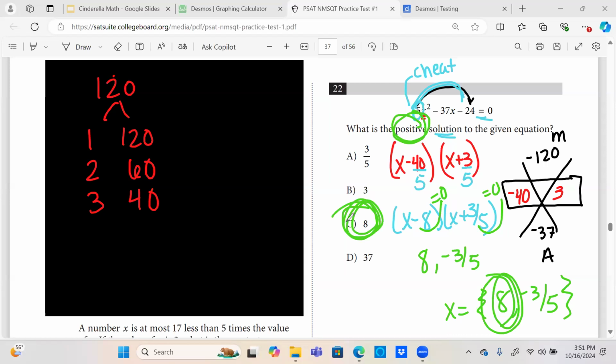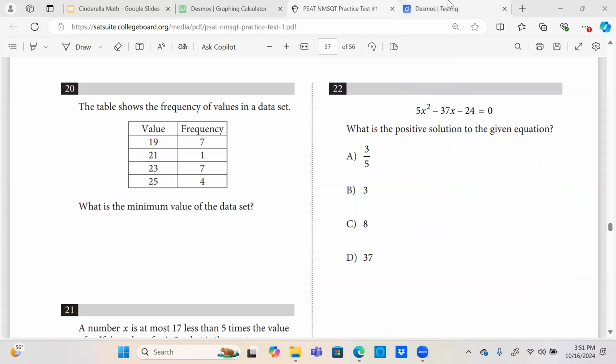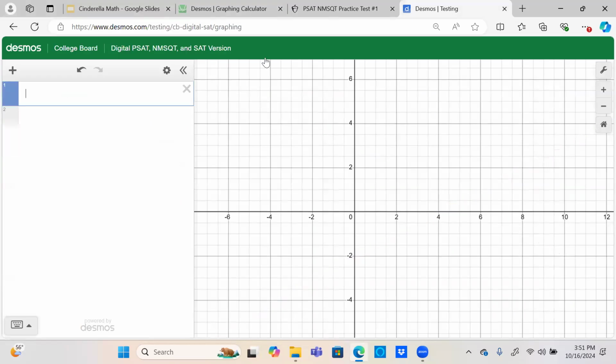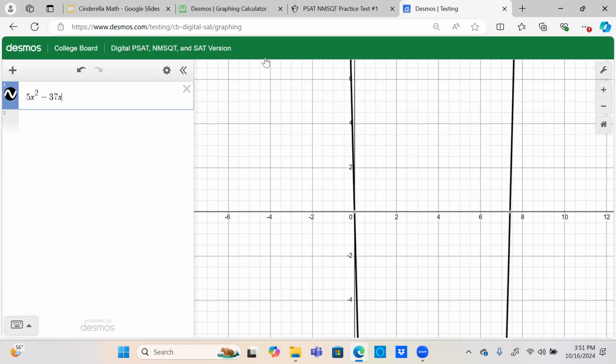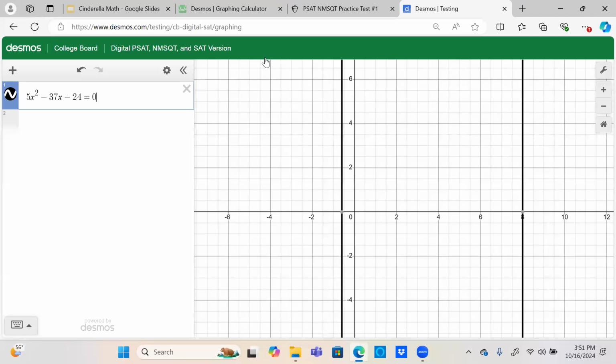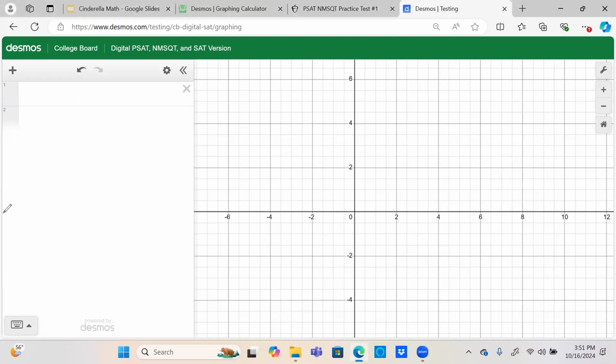Okay. That is the long way to do it. It works, but under a time clock, I would probably just graph. So we have 5x squared minus 37x minus 24. Here. And then this is an answer, this is an answer. And they want the positive. So this one, and you only look at the x. 8. That was certainly faster. All right.